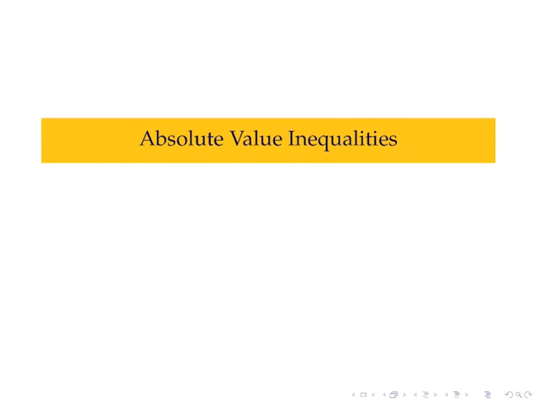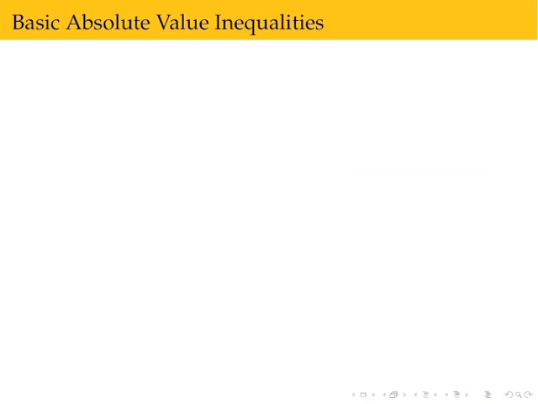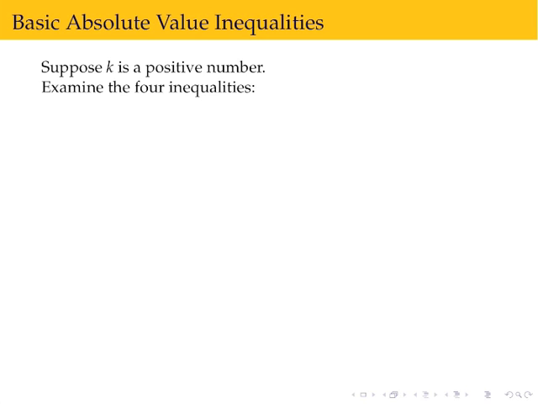Today we're talking about absolute value inequalities. So when we're looking at basic absolute value inequalities, if we have a positive number k, we can make four different inequalities involving the absolute value of x and k. Absolute value of x is less than k, is greater than k, is less than or equal to k, or is greater than or equal to k.